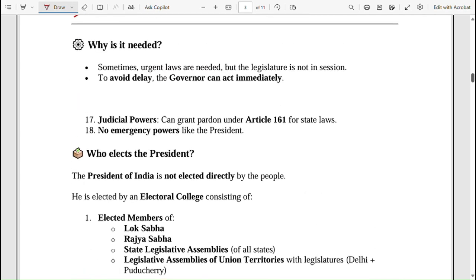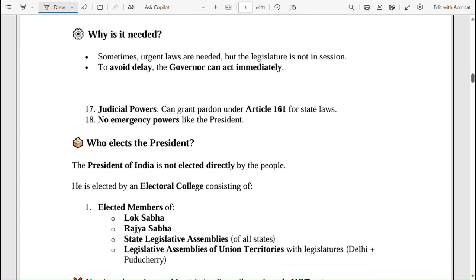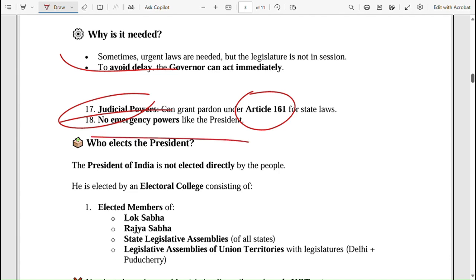Now let us see some other important powers of a governor. The judicial power: what are they? The governor can grant pardon as well, which is mentioned in Article 161. Same as the president, the governor can pardon or forgive punishment, but he cannot pardon death penalties. The governor doesn't have that power. And also he doesn't have emergency power like the president.